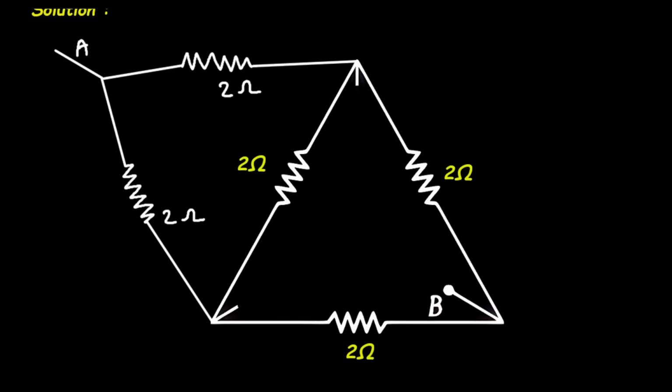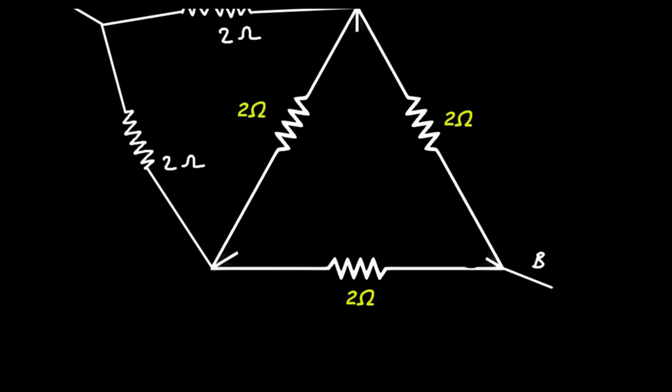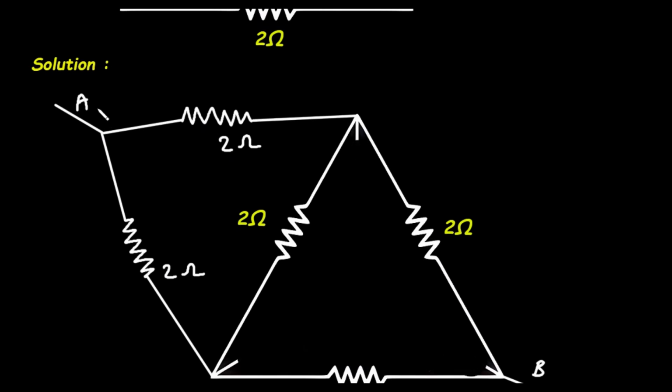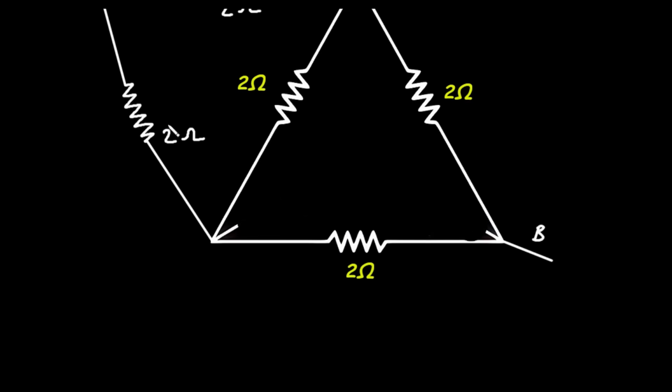Now here this is clearly a Wheatstone bridge. We can also stretch this B on this side like this. So now this is a Wheatstone bridge. Now we will check whether it is balanced or not. To check whether it is balanced or not, if this is terminal A and this is terminal B, we can directly solve this 2 by 2.